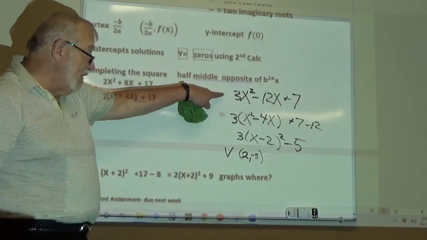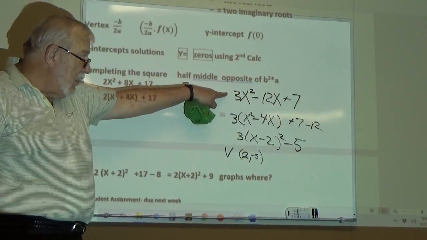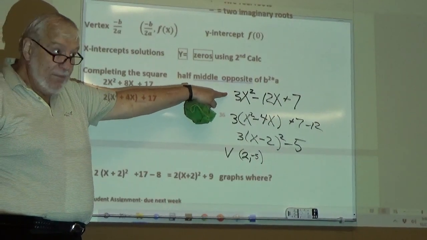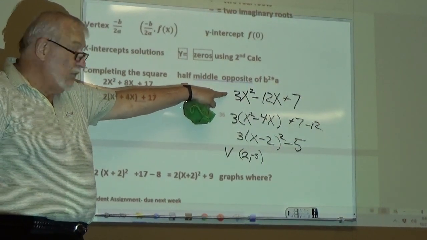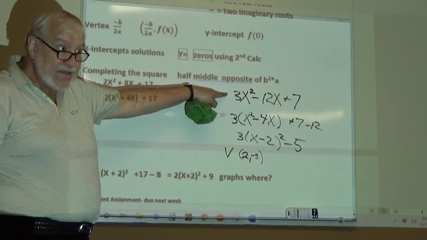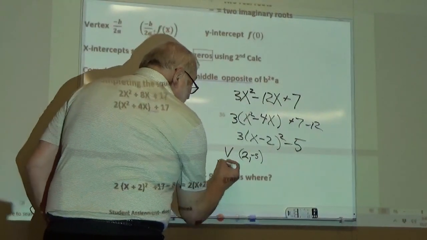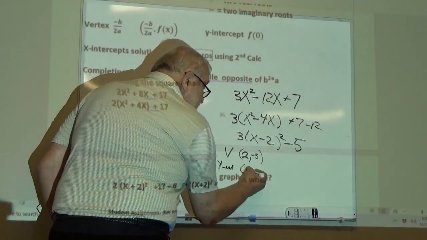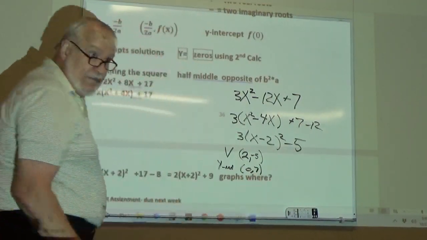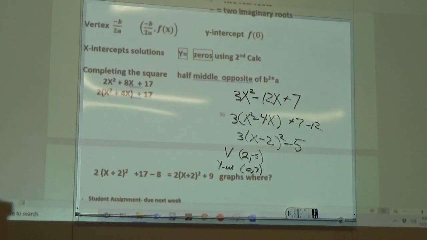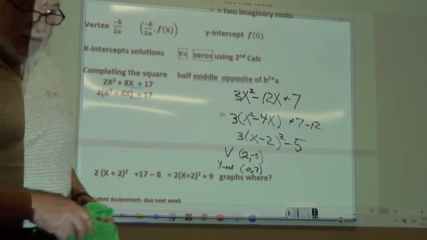All right, now let's go back to here. When x is 0, y is what? In the original problem, when x is 0, y is 7. So the y-intercept is 0, 7. Now, because we made this problem up, the x-intercepts, or the solutions, are going to probably be pretty ugly.